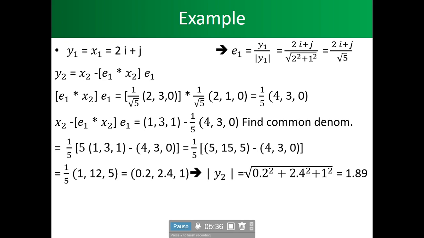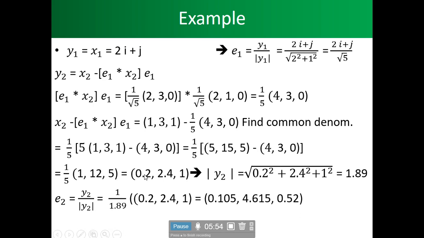So now that we have y, all we have to do is find its absolute value. We find its absolute value: 0.2 squared, 2.4 squared, 1 squared, and we get 1.89.